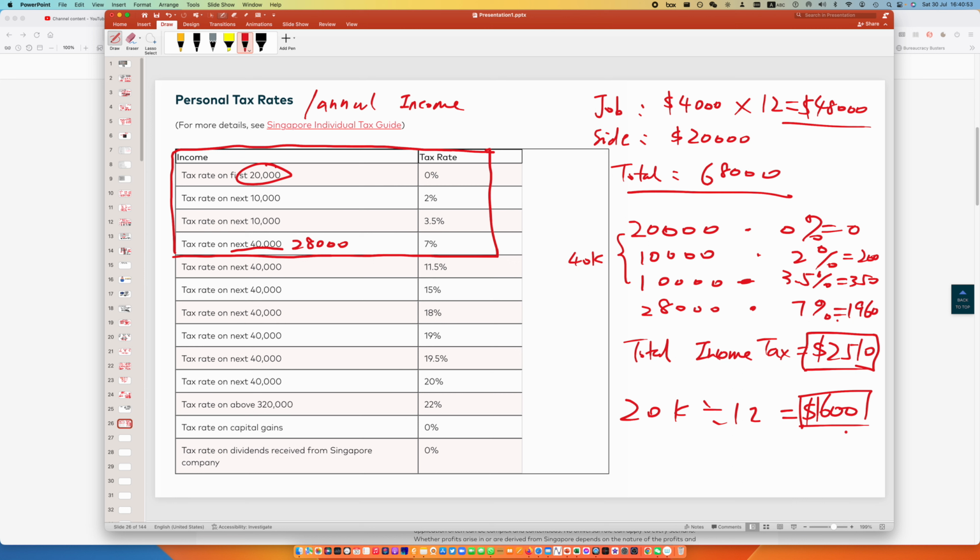330,000, you have to pay 22%. Basically, they don't care. Let's say you make $1 million, they also tax you 22%. I mean, 22% of $1 million.